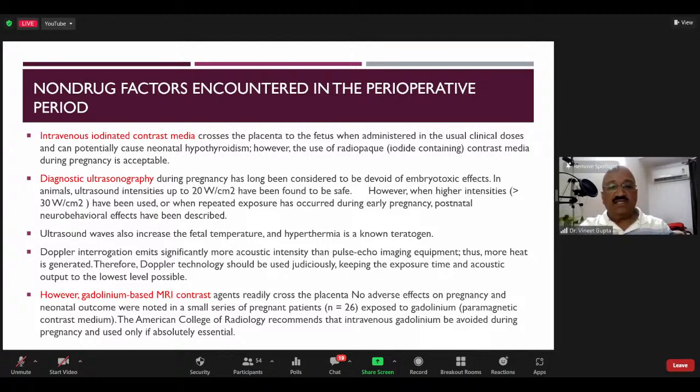However, gadolinium-based MRI contrast agents readily cross the placenta. No adverse effect on pregnancy and neonatal outcome was noted in a small series of patients. The American College of Radiology recommends that intravenous gadolinium be avoided during pregnancy and used only if absolutely essential.